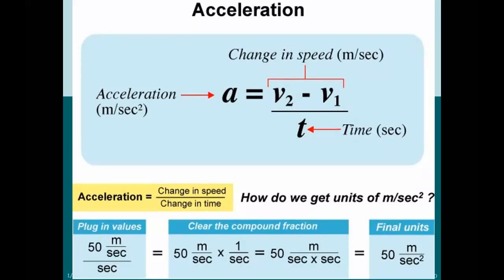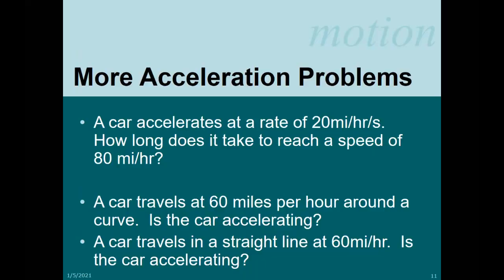Let's try another set of practice problems. This time I'm going to let you go ahead and do it, and then we'll go over it. So a car accelerates at a rate of 20 miles per hour per second. How long does it take to reach a speed of 80 miles per hour? Okay. Think about what we know in terms of the equation, and then go ahead and solve this. If you finish that, go ahead and think about these other two questions, and then come back here and we'll go over both of them.